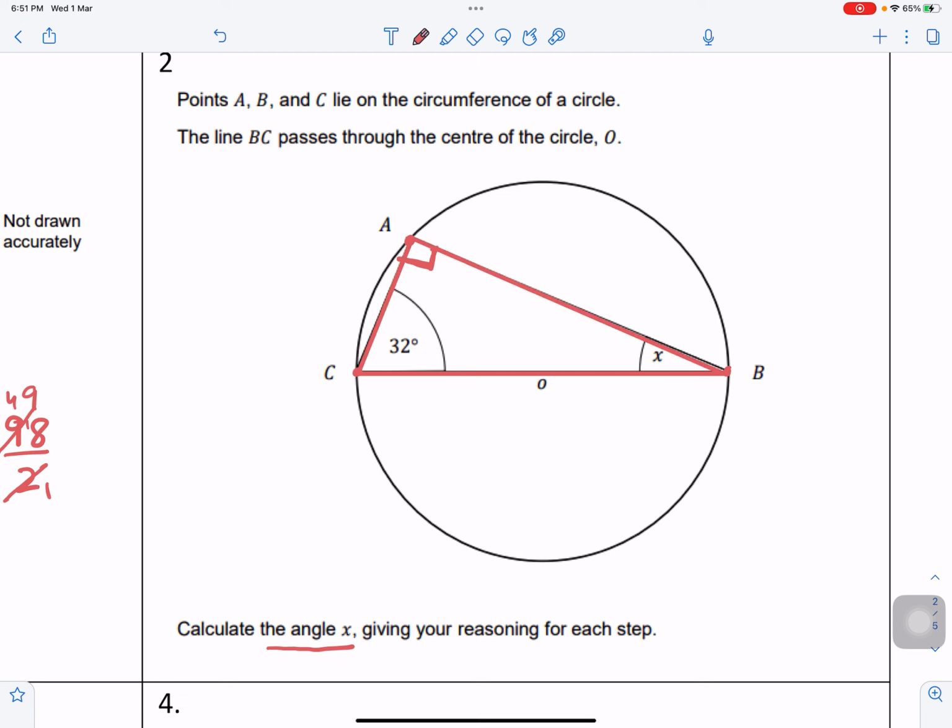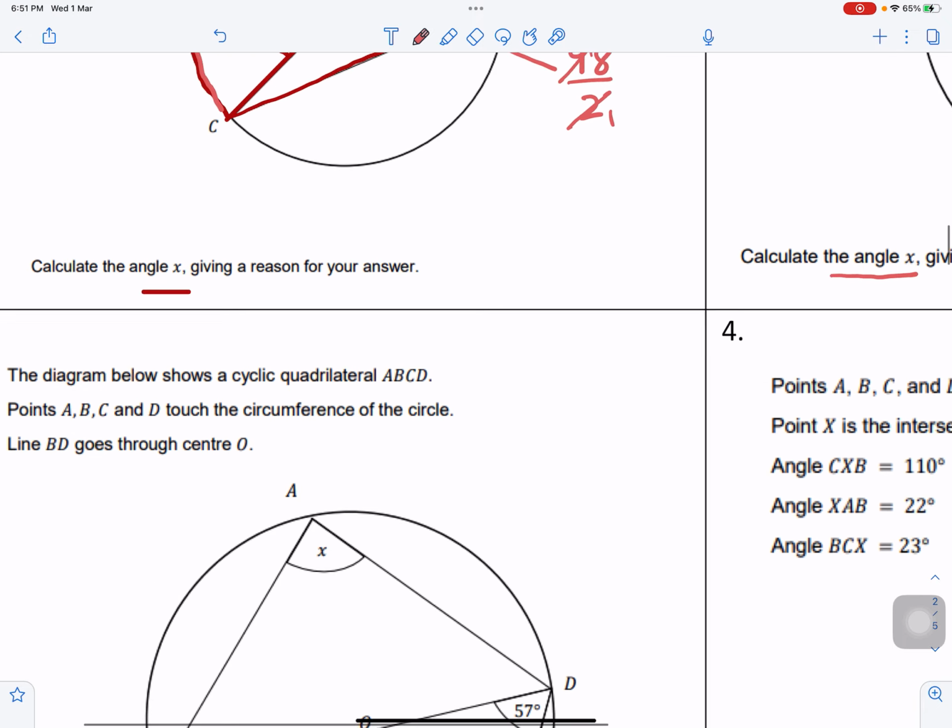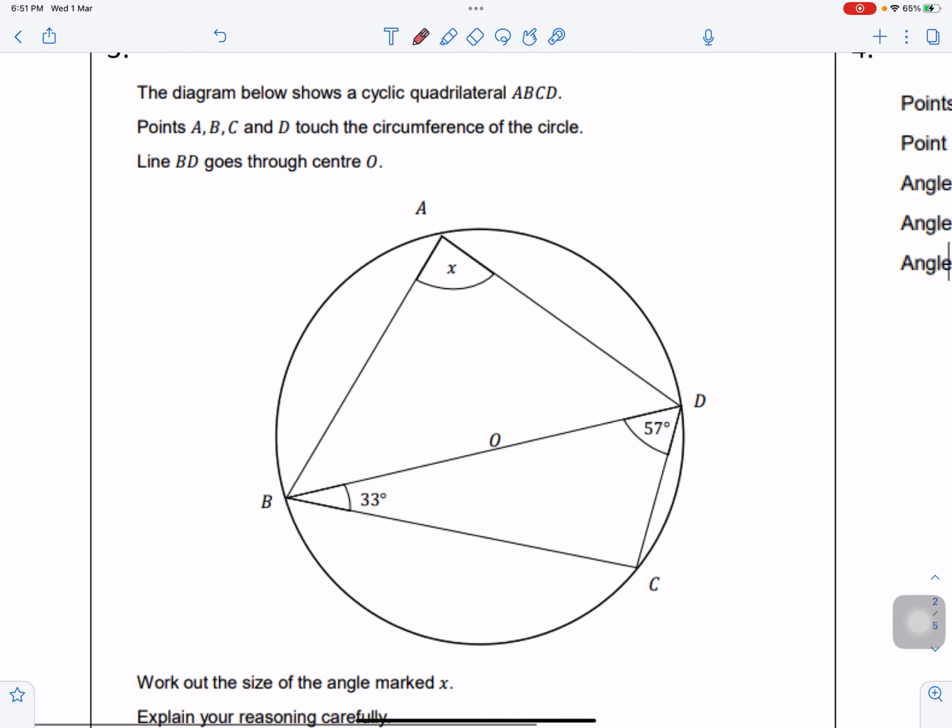Okay, so now to find x, it's very simple. You have to add up three angles and the sum should be equal to 180. So x is equal to 180 minus 32 minus 90. So let's do it very quickly. 180 minus 32 is 148, and minus 90 is equal to 58. So x is equal to 58. Okay. Now let's see question number 3.